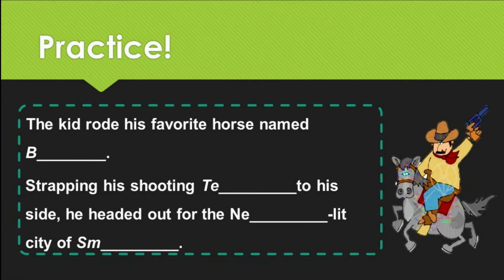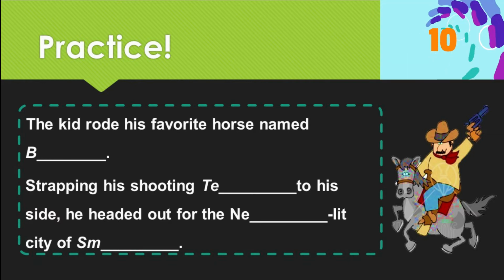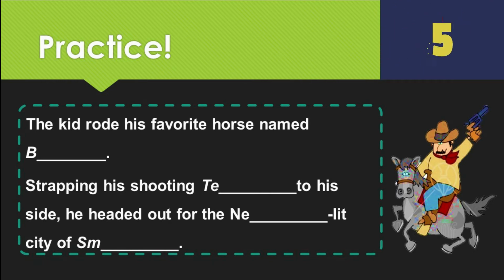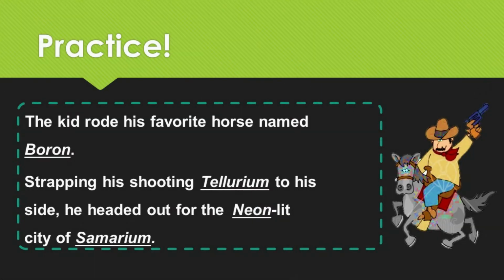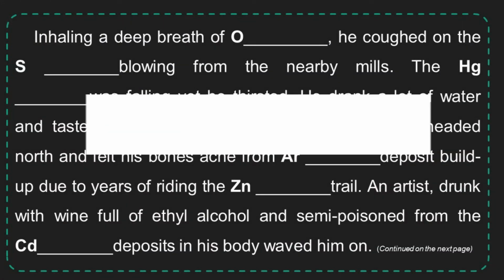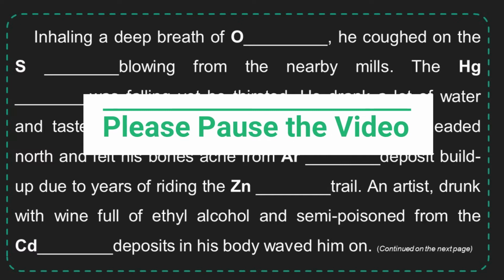Let us have this practice exercise. The kid rode his favorite horse named blank. Strapping his shooting blank to his side, he headed out for the blank city of blank. Here are the answers. Did you get the answers right? Congratulations! Now, you can proceed to the activity. Let us start. You can pause the video to give you ample time in answering.